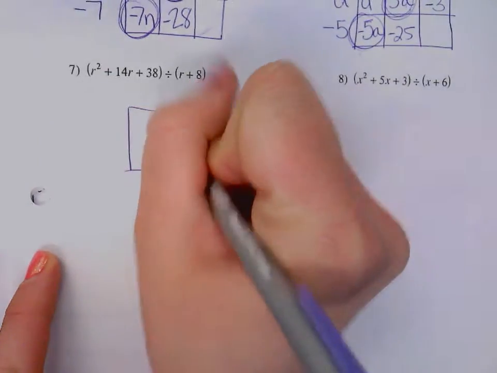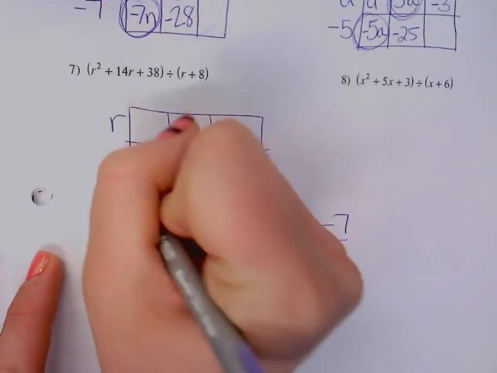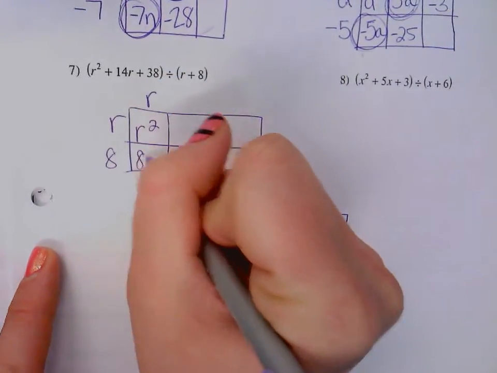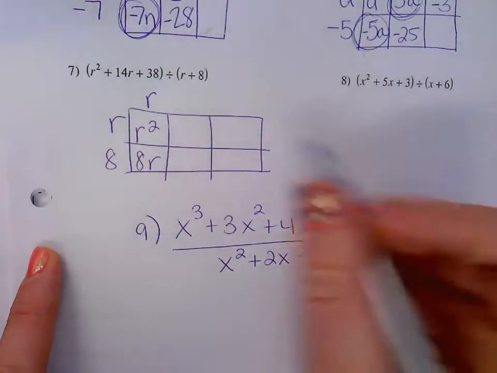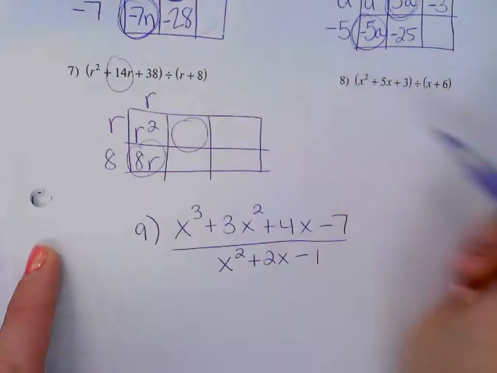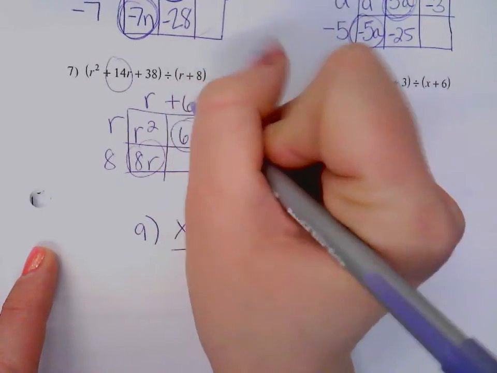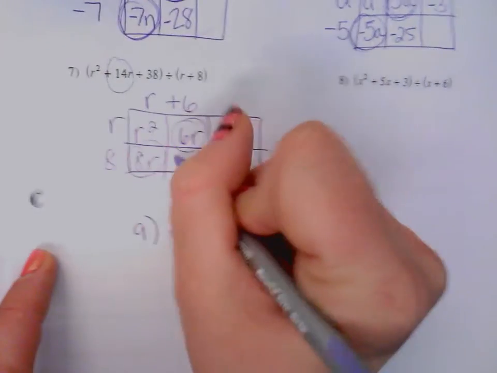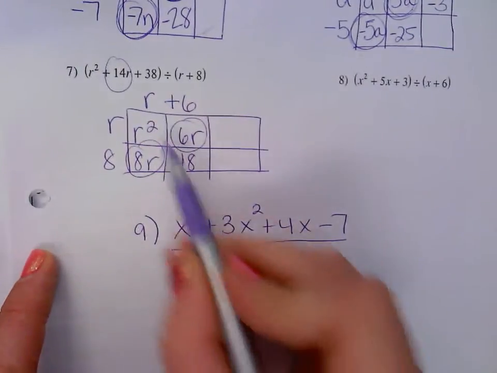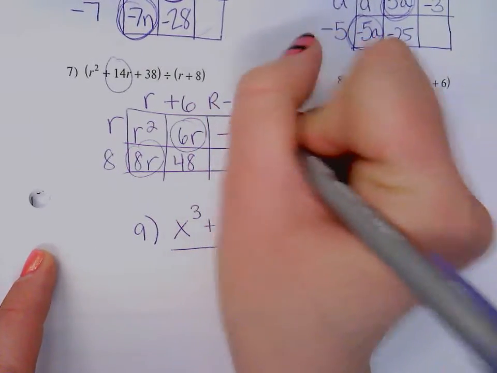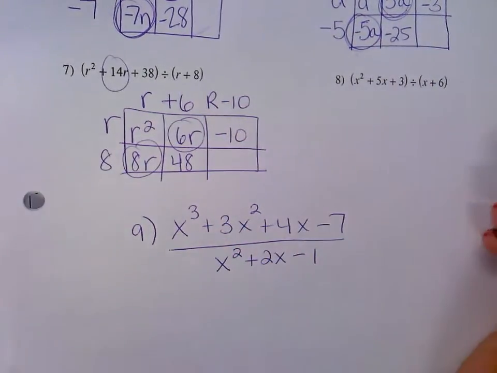So we've got r plus 8, r squared, 8r goes in the bottom. I need to get to 14, so I need to add 6r. So r plus 6 is my quotient. And then I end up with 48, but I need 38. So I have to subtract 10 as my remainder. So r plus 6 with a remainder of negative 10.